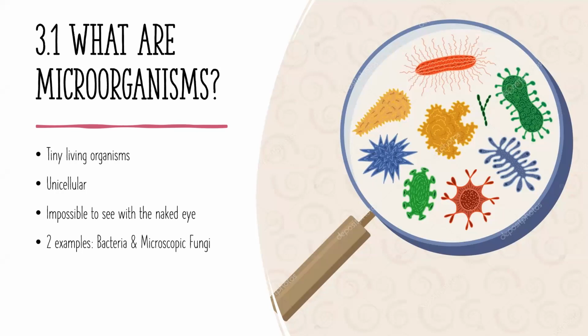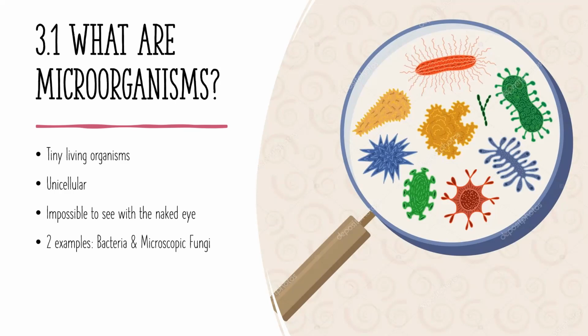Now, by tiny, I mean that they are unicellular organisms, and unicellular means single-celled organism. They're such tiny living organisms that they're impossible to see with the naked eye. So whenever we're talking about microorganisms, they're living organisms that cannot be seen without a microscope. We always need a microscope to observe them.